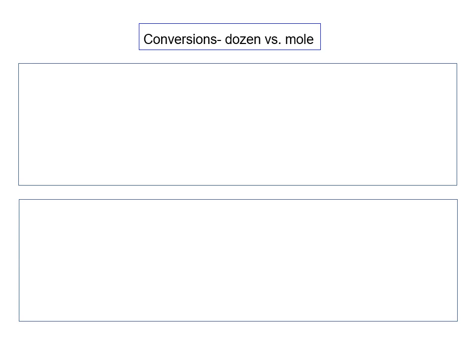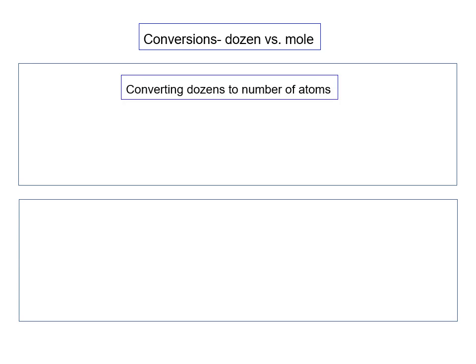All right, so let's go ahead and look at some conversions now. If we wanted to convert between dozens and number of a particle versus moles and a number of that particle, how do we do it? So let's first start off with dozens because we're familiar with that. So let's say we wanted to convert 3 dozen atoms to number of atoms.